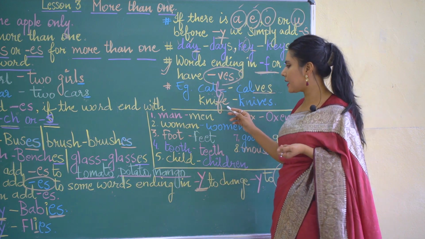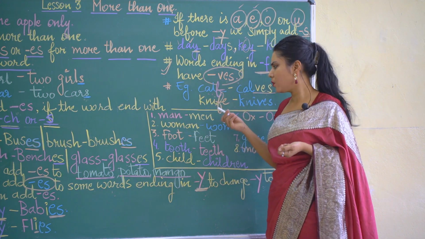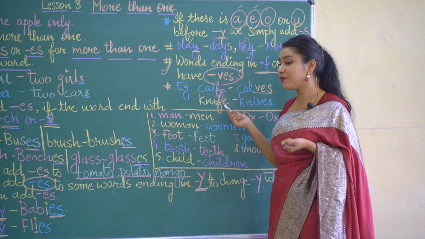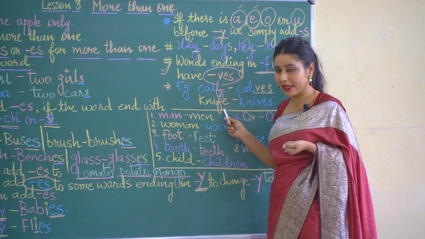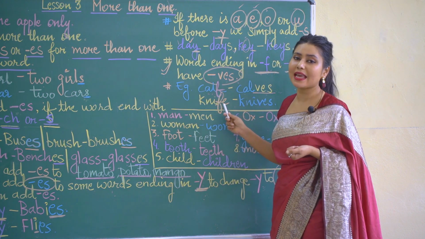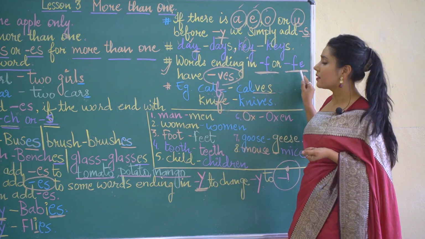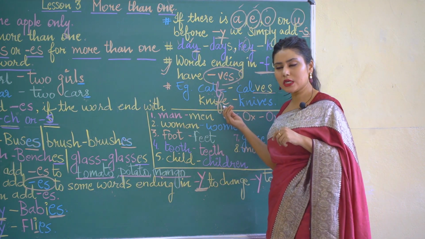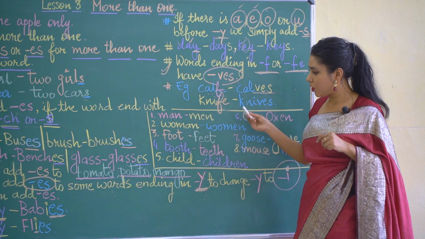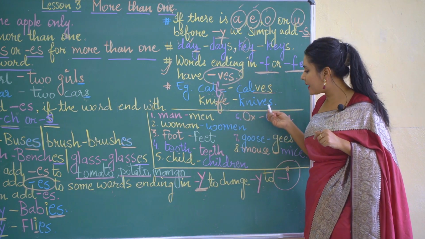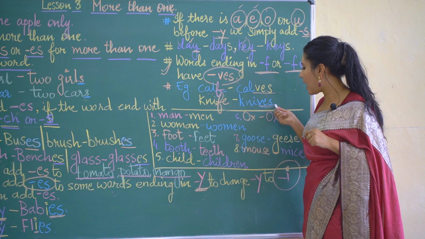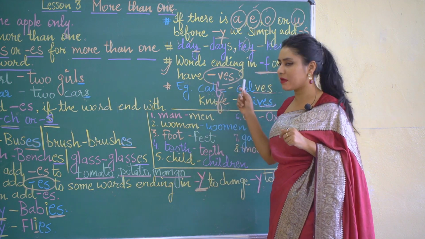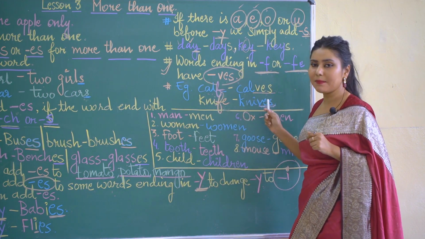The next one that we take here is knife. We all have knives at our places in the kitchen, of course. So knife, if you pay attention to the spelling, it is K-N-I-F-E. It is ending with FE as given in the rule. So knife will get converted into its plural form. You will remove FE and you will write VES. That's how we get the plural of knife. So calf becomes calves and knife becomes knives.